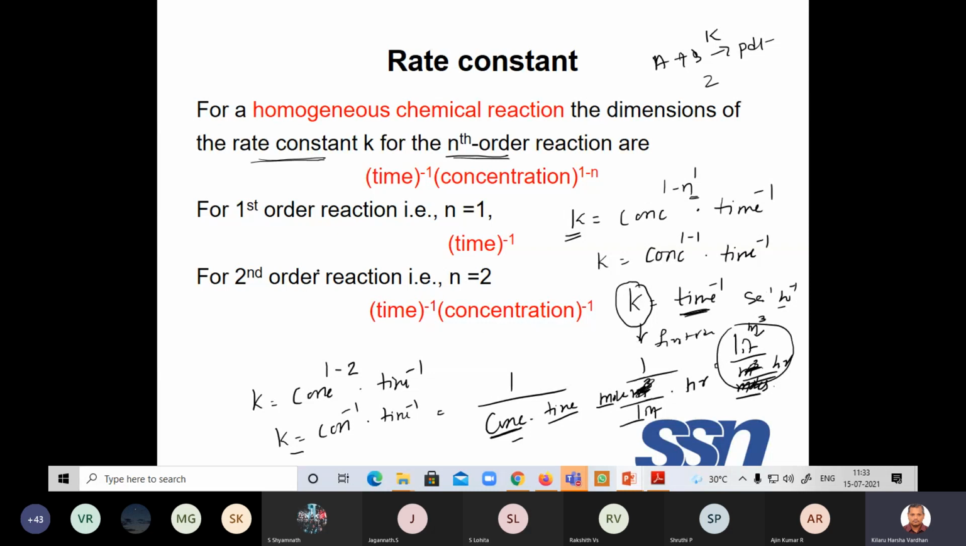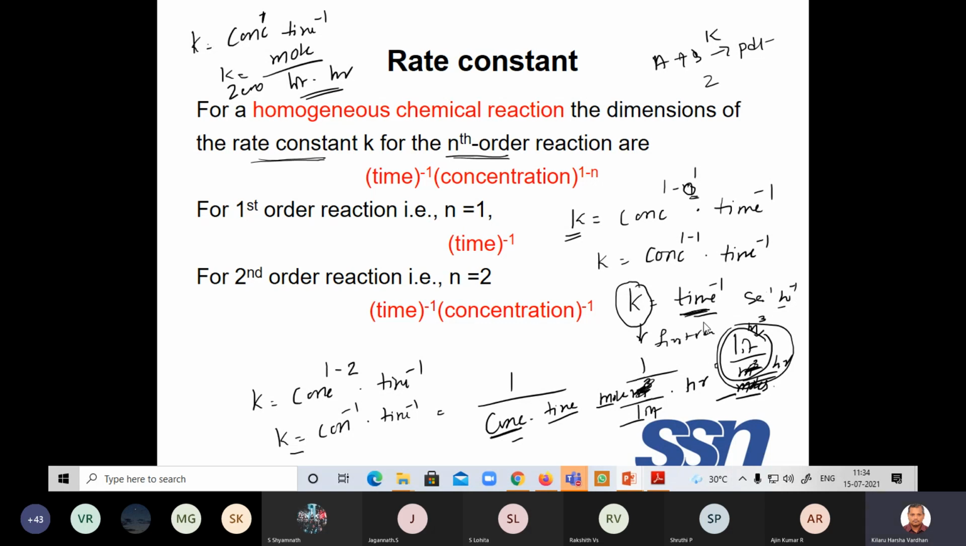So like that, what will happen if the reaction is zero order? This becomes 0. Therefore, K will have a unit of concentration power 1, time power minus 1. Therefore, K will have a unit of mole per liter into hour. It is just the reverse of this: liter per mole. So this is for zero order, this is for first order, this is for second order. You can write for any order.